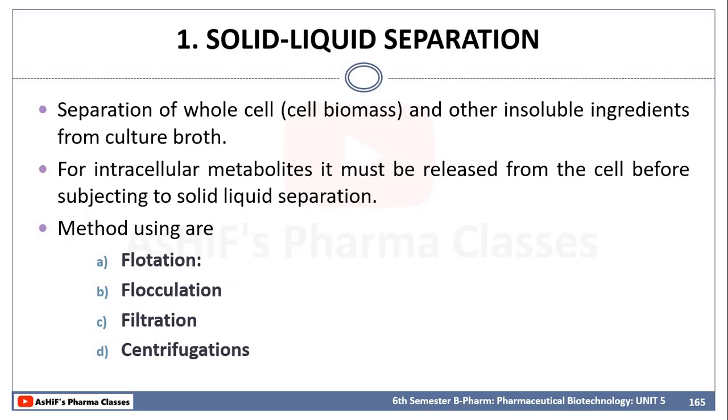We have to go for, first, we have to release the intracellular product by physical, chemical or enzymatic method, then we will go for this solid separation. Now we can do it by flotation, flocculation, filtration and centrifugation.